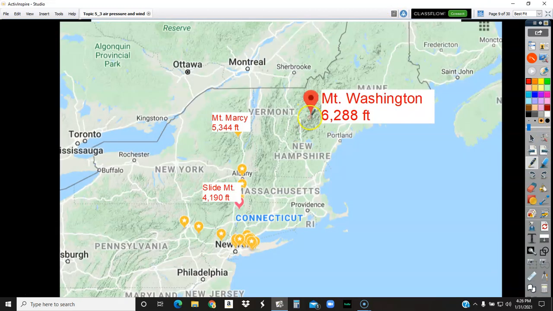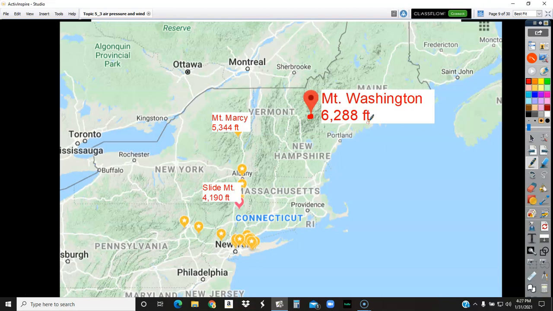So here's where Mount Washington is. You've got Vermont, New Hampshire, and right about here, Mount Washington sits at 6,288 feet, which is nothing compared to the West Coast mountains, the Rockies, etc. But for the Northeast, that's the tallest mountain. Mount Washington has very extreme weather. It can be extremely windy, like I said, hurricane force winds, and very, very cold weather.